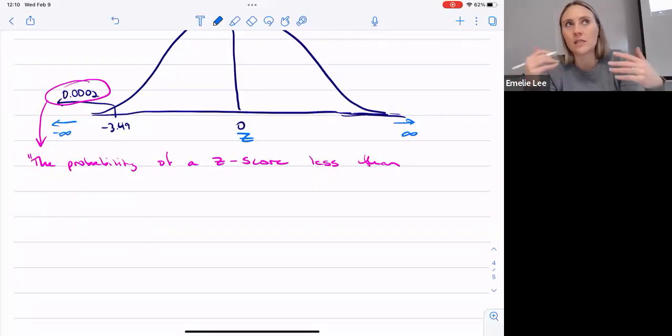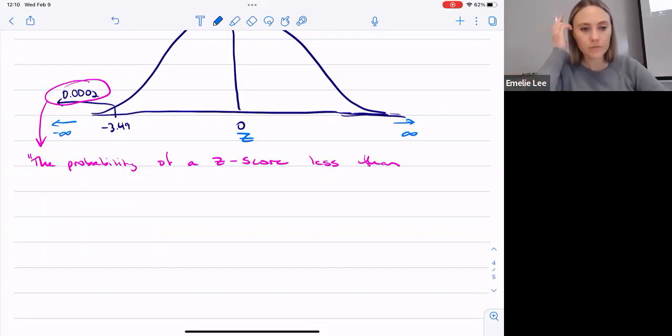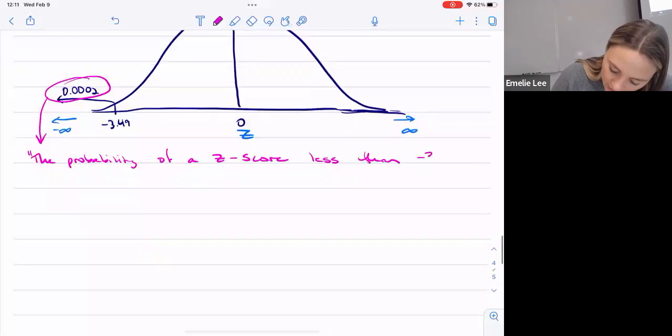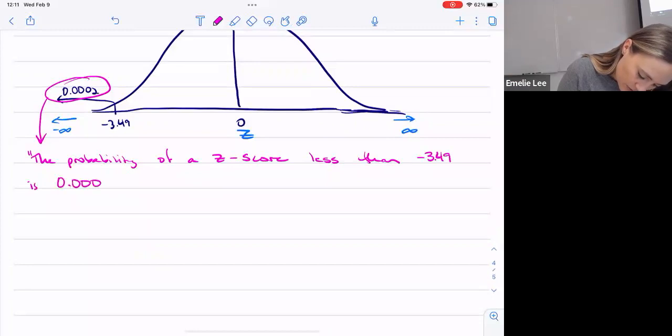The only thing that's happening is that the area gets so small that we say it's approximately 0 in those tails. It's very important that we say approximately, because it's not 0. There is some probability of it happening, right? There is a probability of winning the lottery, for example. It's just very, very, very small. And so here I'll finish writing about this one. The probability of a Z score less than negative 3.49 is 0.0002.